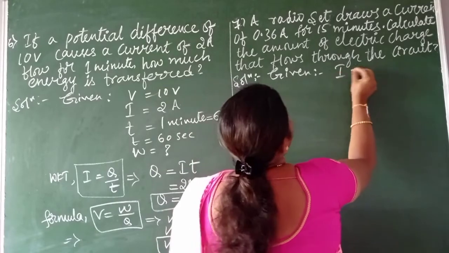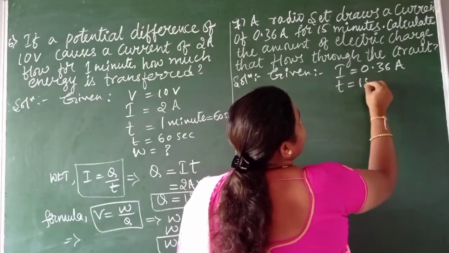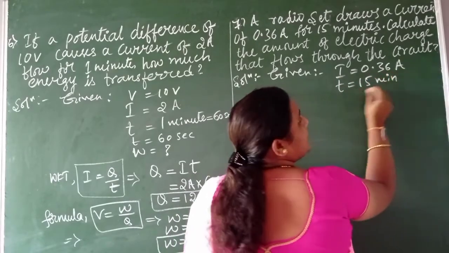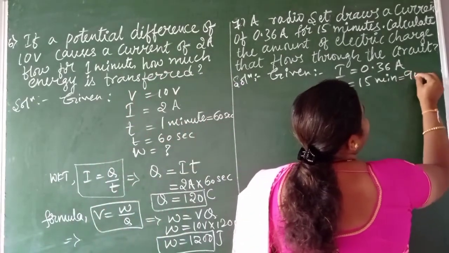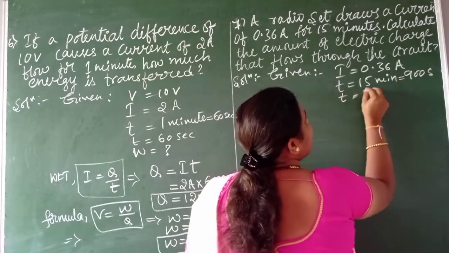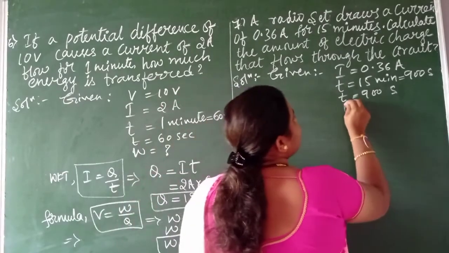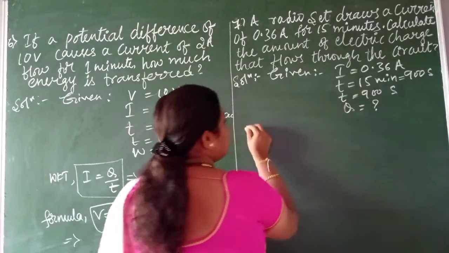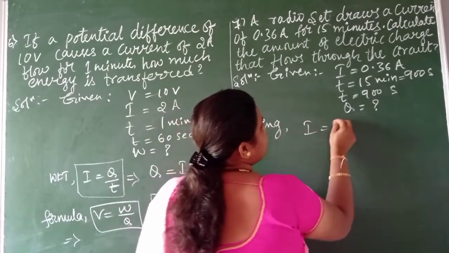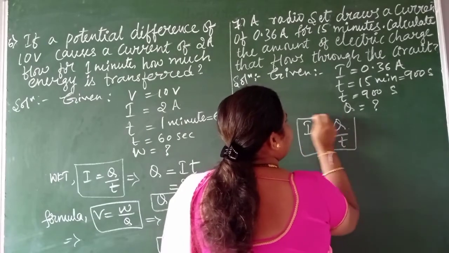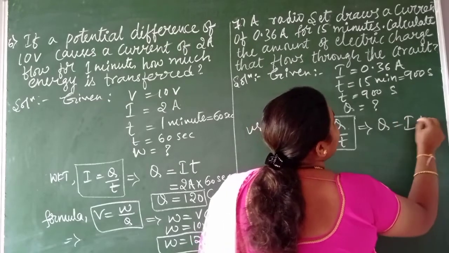Current I is equal to 0.36 amperes. Time T is equal to 15 minutes. So, if we convert it into seconds, then it will become 900 seconds. So what is the T value? 900 seconds, isn't it? Then Q is how much? Then using the formula, isn't it, children? Using the formula I is equal to Q divided by T, this can be rewritten, meaning Q is nothing but I into T.